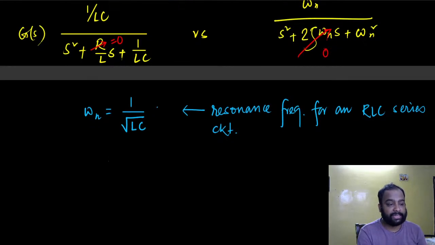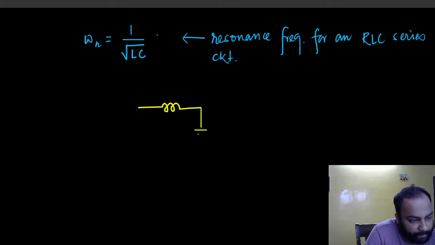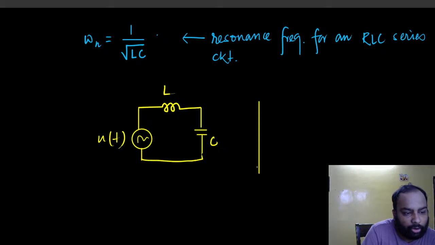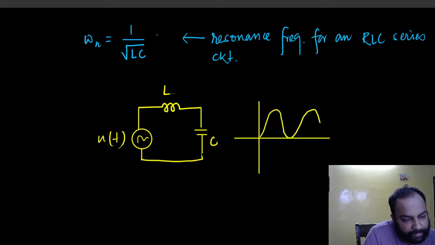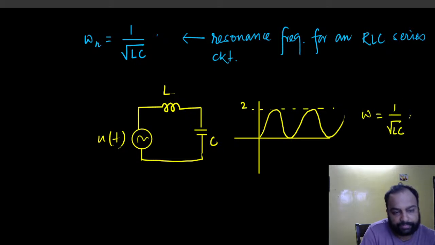So when there is no resistance, essentially when I have an inductor and a capacitor, and I excite the system with a unit step input, where this is L and this is C, the output is going to be oscillatory, and the frequency of oscillation would be 1 by root over LC. This frequency of oscillation is known as the resonance frequency.